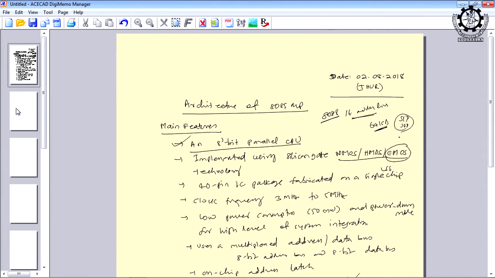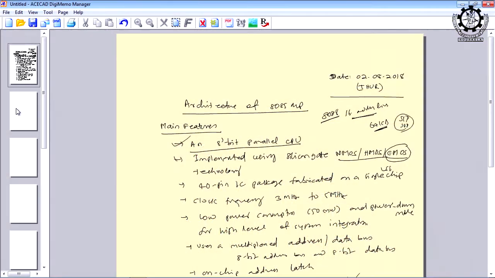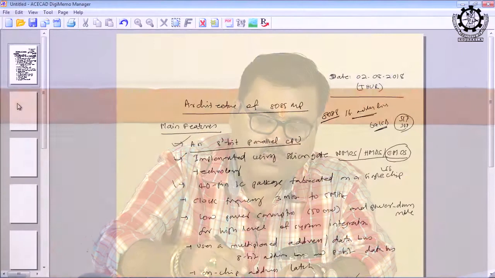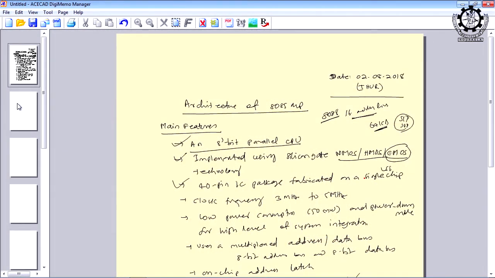it consumes very less power, because power requirement is also an important feature in a microprocessor. We shall see that each and every component needs power, and that power will be given by the power supply unit, and that is connected to each and every component of the microcomputer system, right. So, this is what we call the implementation issues, the way the IC is designed and manufactured, because it is an IC, a chip, integrated circuit. So, it is a 40-pin IC package fabricated on a single chip.